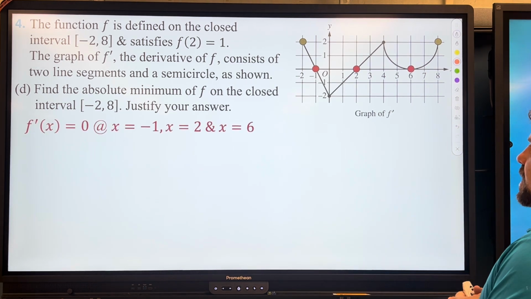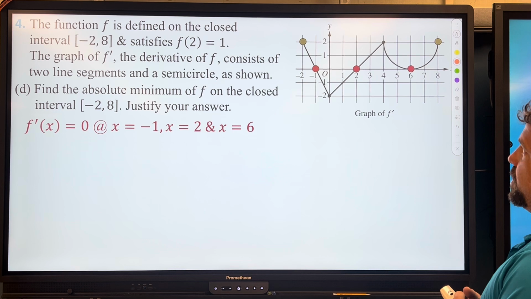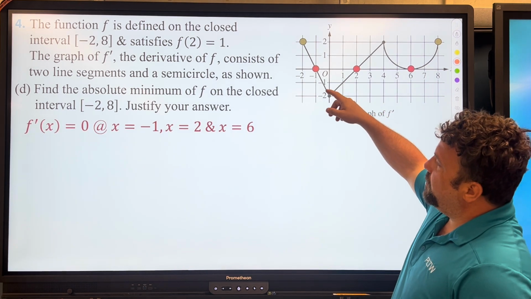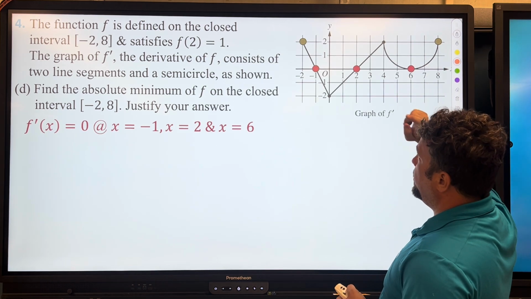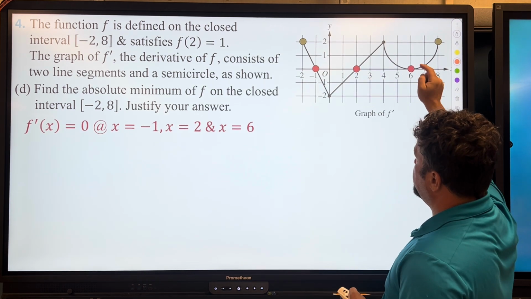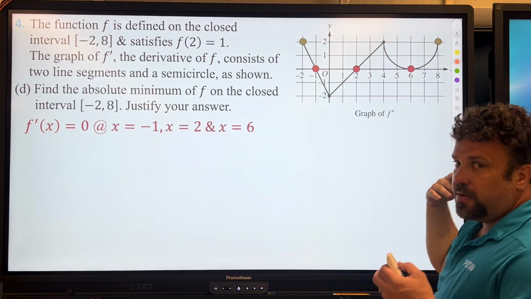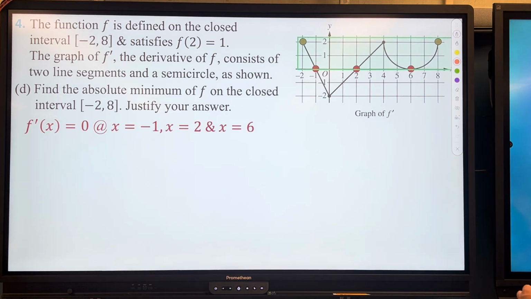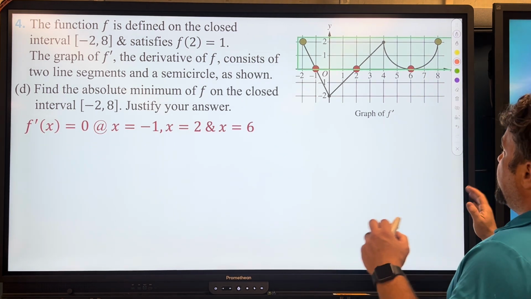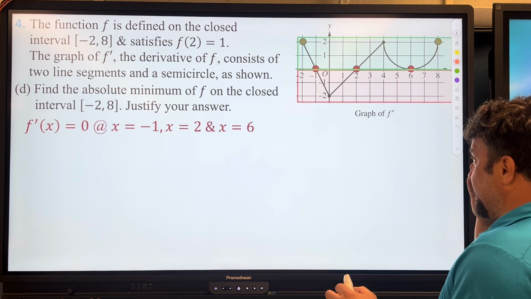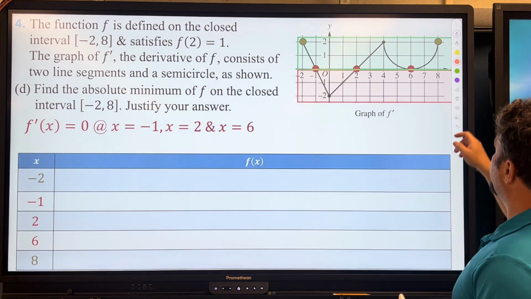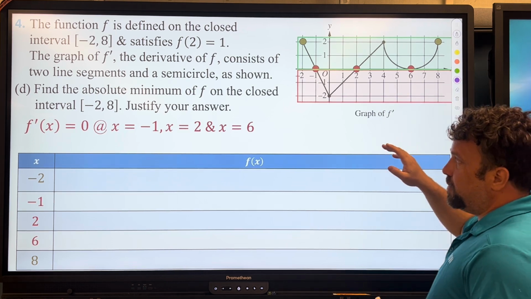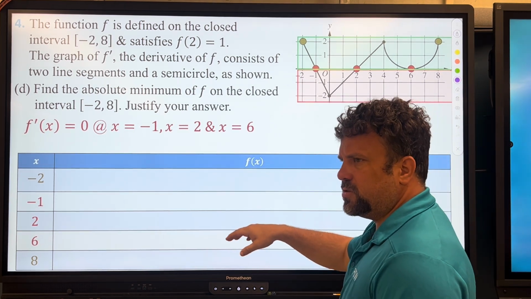Now when we do this, f prime is 0. Okay? F prime x equals 0 at this point and this point. Okay, at negative 1, at 2, and at 6. Why? Because it goes from negative to positive or positive to negative. We also know that the top is always positive, the bottom is always negative, so that's where it goes from increasing to decreasing.